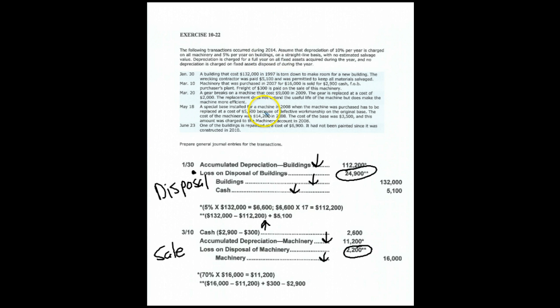For the second one, we install a special base. When the machine was purchased, it had a replacement cost of $5,000, but because of defective workmanship, they're having to replace the base. So the cost of the machine was $14,200 in 2008. The cost of the base, though, is only $3,500. So of that $14,200, $3,500 is associated with the base. Okay, so let's go over and look at what's going on.